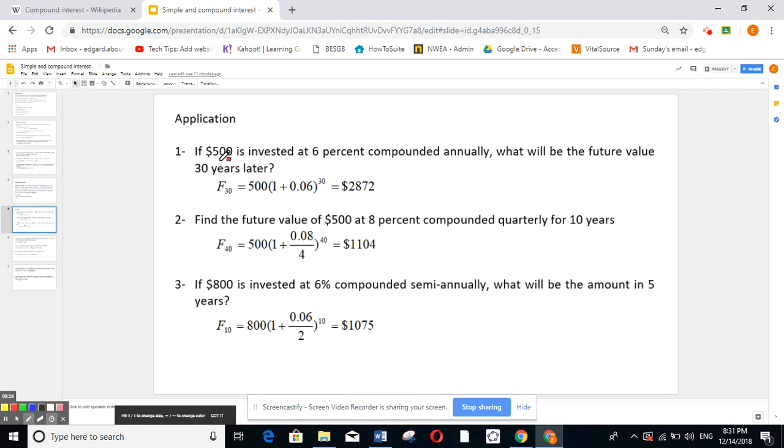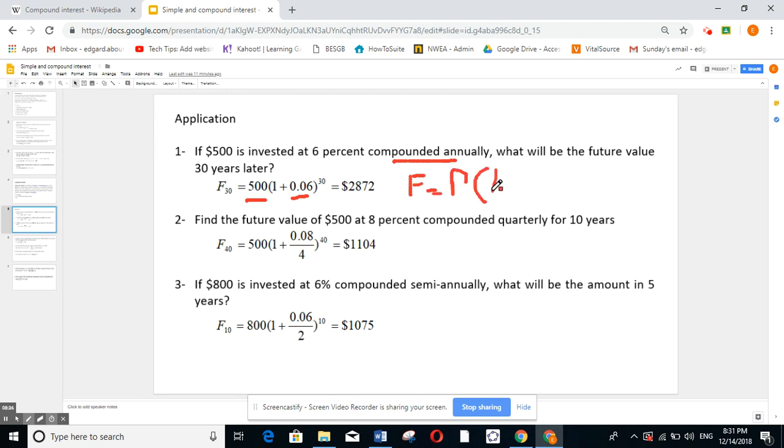If you're going to invest $500 present value at 6%, 1 plus 0.06 compounded. So I use the formula of the compound interest, not the simple. Future equals P times (1 plus i) to the power n. Now, the most important thing to know is compounded annually. So I divide 0.06 by 1. For 30 years, 30 times 1, so 30. If you use your calculator, you're going to get 2,872.